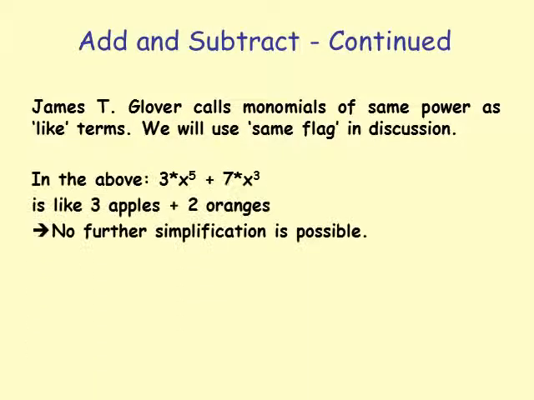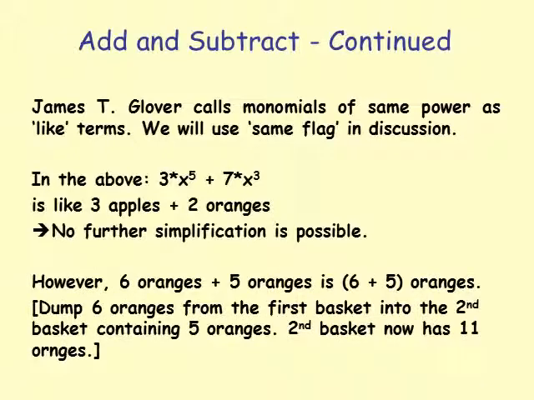Let's continue here. In the above, 3 times x to the power 5 plus 7 times x cubed. It's like 3 apples and 2 oranges, and we just say 3 apples plus 2 oranges. No further simplification is possible. This is an x to the power 5 term, and this is an x cubed term. So they are two different kinds of terms, and their flag values do not match, like apples and oranges. However, if there are 6 oranges and 5 oranges, then we can add them up to make 11 oranges. Let's continue.